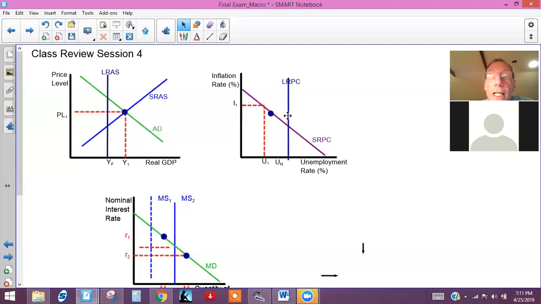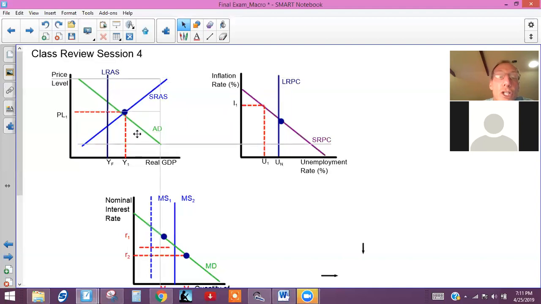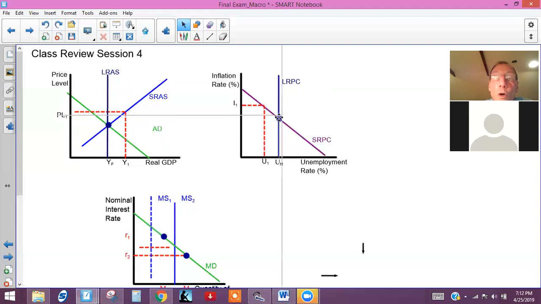Okay. Now, in order to get this movement down along the short run Phillips curve, you're going to need to have a leftward shift in the aggregate demand. So if we had a shift from here to here, you see the price level going down and the employment level going down. That's going to look like a movement from here to here, with the inflation rate, which is the rate of change of the price level.